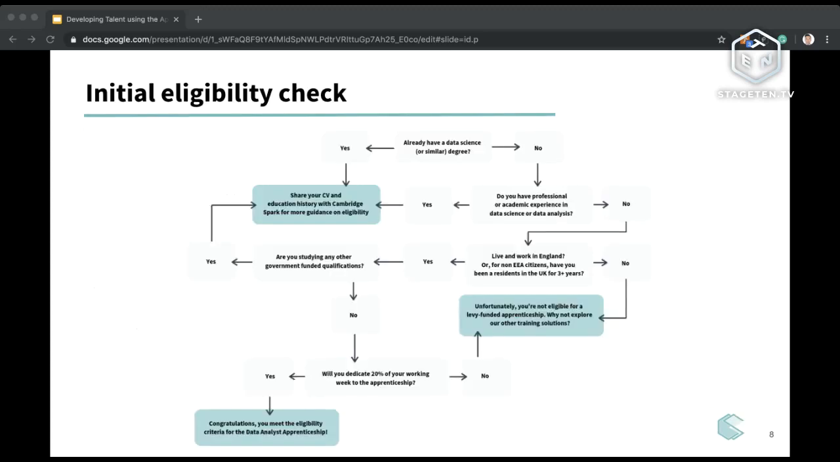Because this is a government programme, there are initial eligibility checks. So things like right to work, length of residency in the UK, and making sure that there is not a duplication of prior learning. So if, for example, someone came to me with a computer science degree and they wanted to do an apprenticeship at a level 4, so a lower level than a degree level in data analytics, there could be some duplication. So that's something you'll need to work with the training provider to make sure you know exactly what has been covered and you're not wasting time or money covering content that's already been seen before.